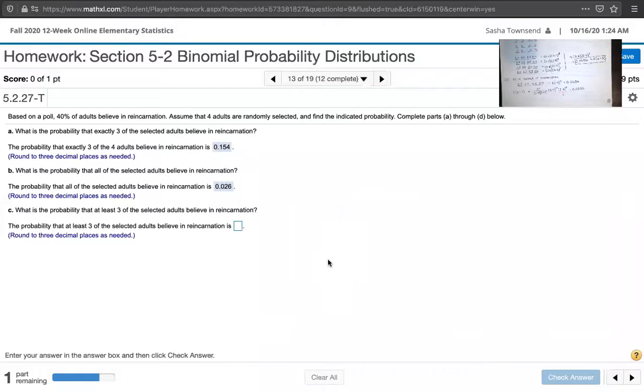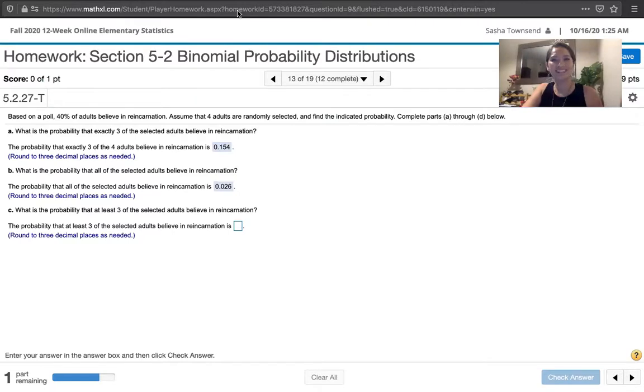And then the next question says, what's the probability that at least 3 of the selected adults believe in reincarnation? At least 3. Well, that's a little different, isn't it? Let's go to our paper. Oops, that was the wrong thing. I was supposed to share my paper with you. Okay.